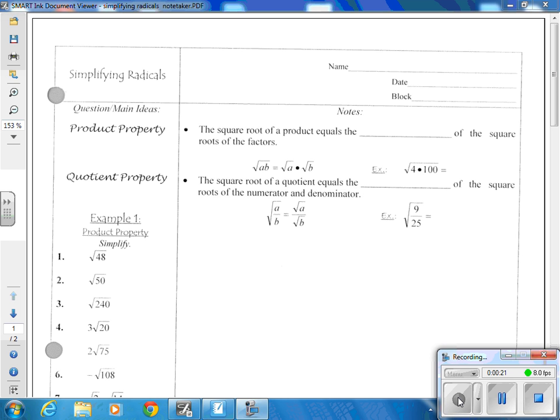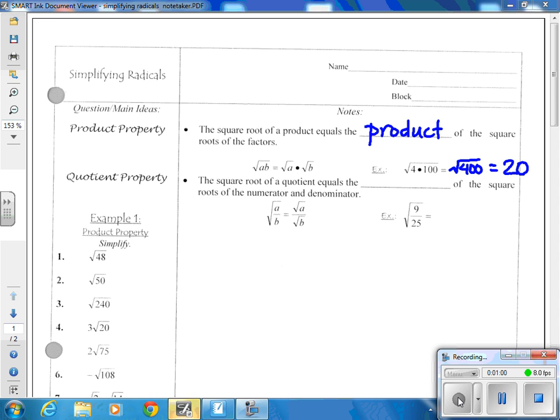All right, the first thing that's going to be noticeable is that you're going to have two different properties, one called the product property, the other one called the quotient property. Product means multiply, quotient means divide, so you can see how that's being used. For the product property, the square root of a product equals the product of the square roots of the factors. In other words, if you have square root of a times b, it will equal the square root of a times the square root of b. In other words, you're breaking down two numbers, right? So for the example that they've given you, the square root of 4 times 100 is going to be equivalent to the square root of 400, right? And the square root of 400 in your calculator will give you 20.